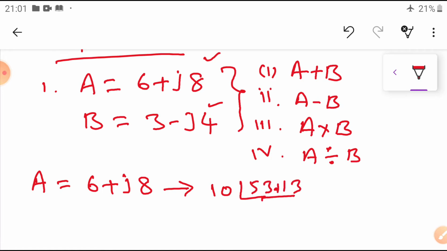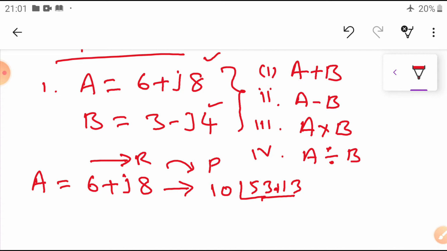Dear students, this was a rectangular form, and now I converted it to polar form. Simply in the calculator, with the R to P conversion, we get the magnitude and the angle. Otherwise, the square root of 6 squared plus 8 squared gives 10, and tan inverse of 8 by 6 gives 53.13.